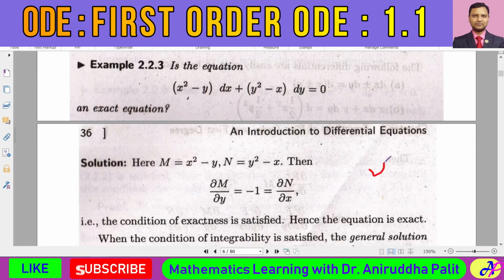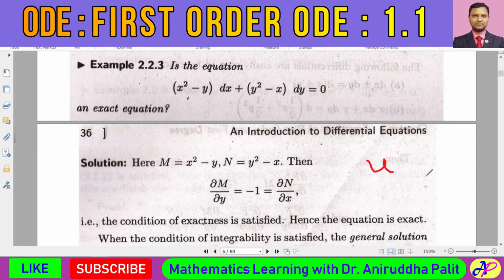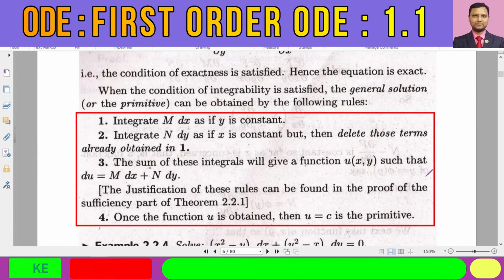Now, once we ensure the exactness, we know that there exists a certain function u. All right. Now, how to compute this function u? How to compute this function u? That we are going to show over here.